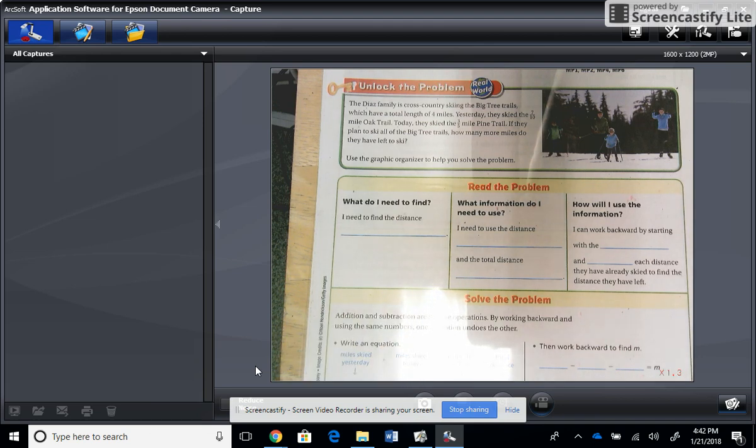Okay, problem solving, practice of addition and subtraction. So this is where we got to write down everything we know, and most of the time it works better to work backwards. We've kind of learned those are our problem solving skills.